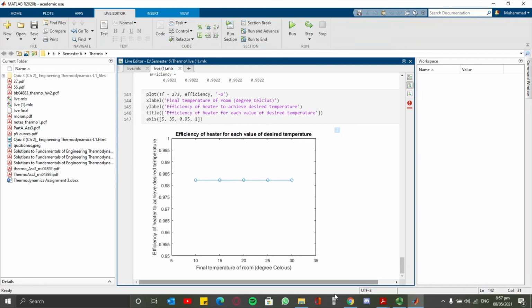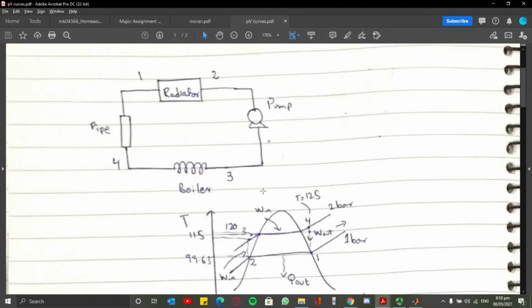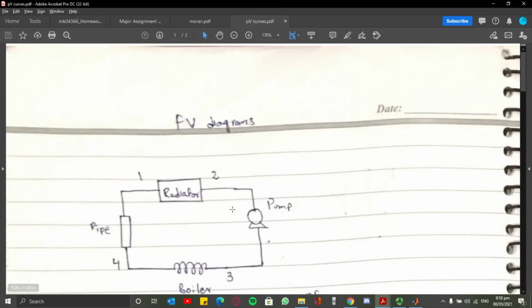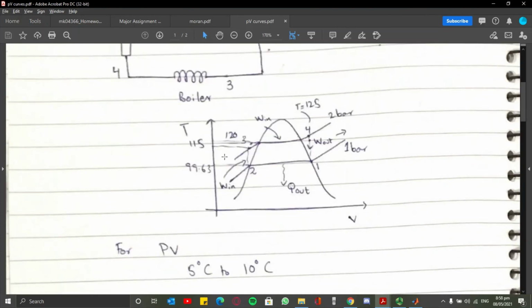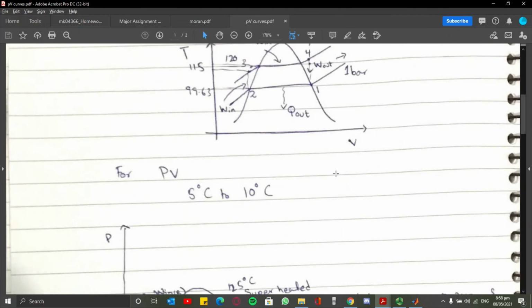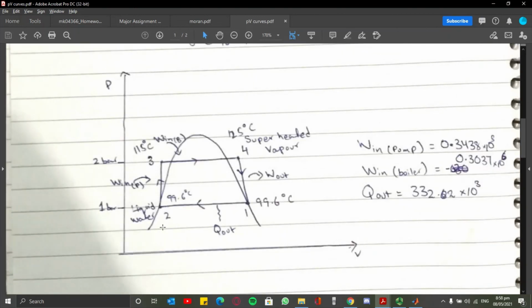So we also plotted the PV diagrams for it. So first we had this system, in which we have a radiator, a pump, a pipe and a boiler. So first we plotted a TV graph, and with the help of it we plotted a PV graph.